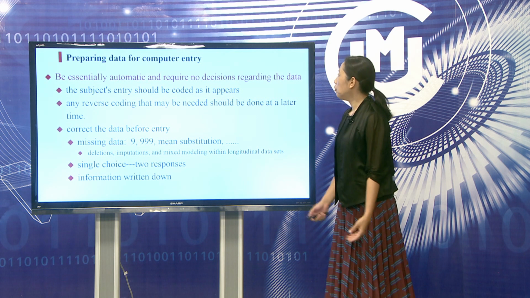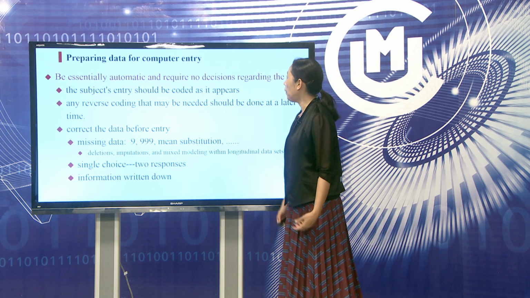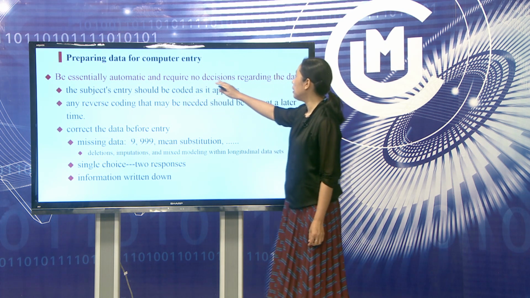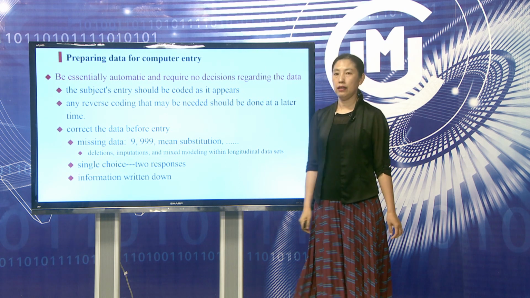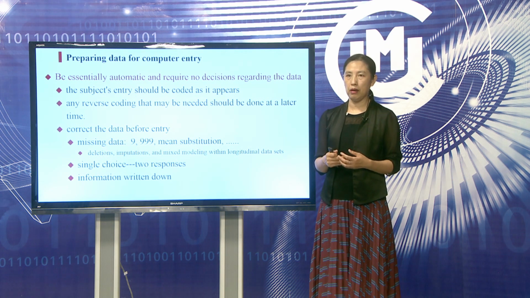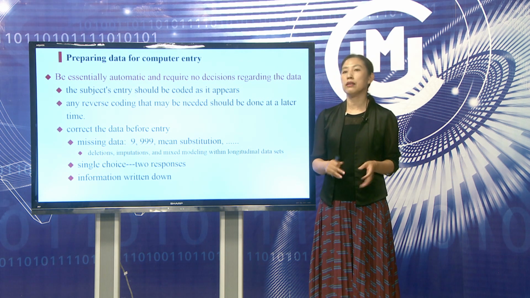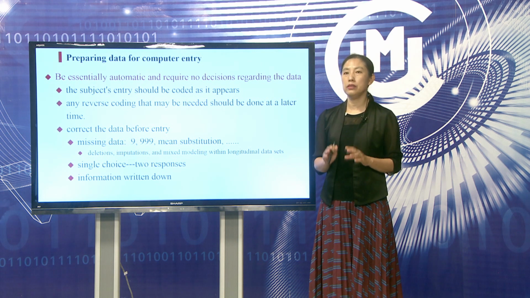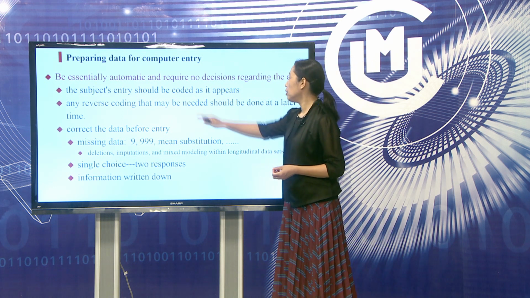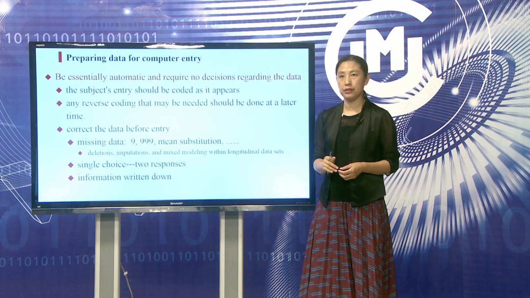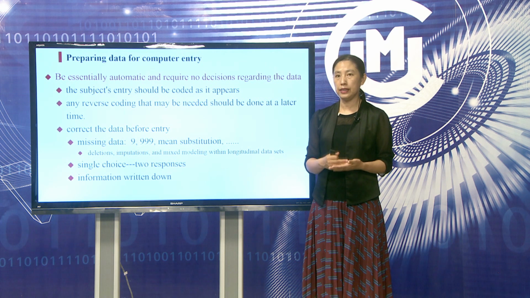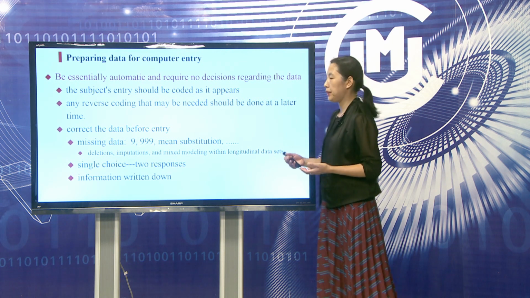Before you do the computer entry, the data entry needs to be essentially automatic and require no decisions regarding the data. That means when you enter the data, you don't need to make any decision about whether I should enter this data or shouldn't enter that data. That's the rule, because you need to code it as it appears. How the data show in the forms, you enter exactly as it appears, based on the coding book.